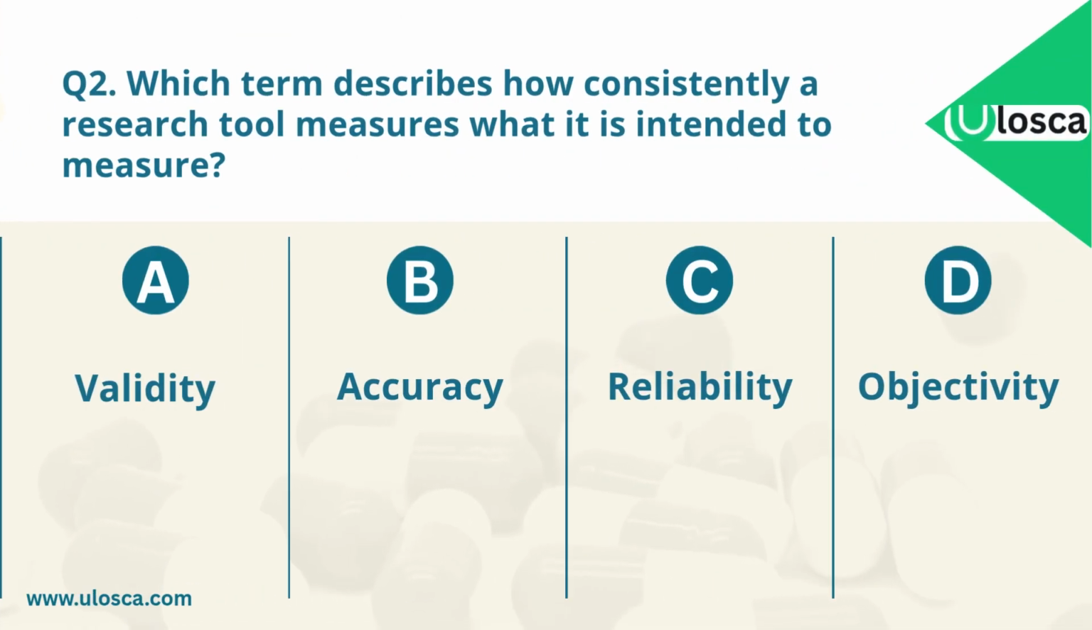Question 2. Which term describes how consistently a research tool measures what it is intended to measure? A. Validity. B. Accuracy. C. Reliability. D. Objectivity. Which one is the correct answer?